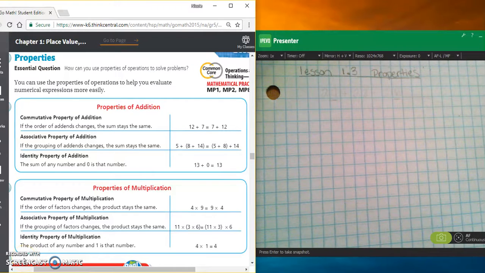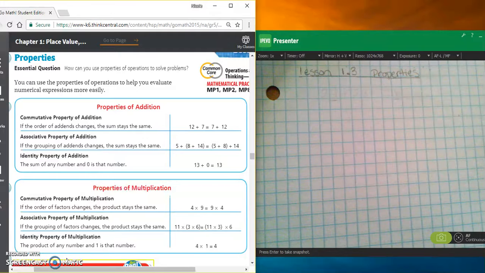Today we are going to be looking at lesson 1.3, which is all about the properties. As you can see, we have the commutative property of addition, associative property of addition, identity property of addition, commutative property of multiplication, associative property of multiplication, and the identity property of multiplication. The difference between the commutative property and the associative property has to do with the difference between the change in order and the change in grouping.